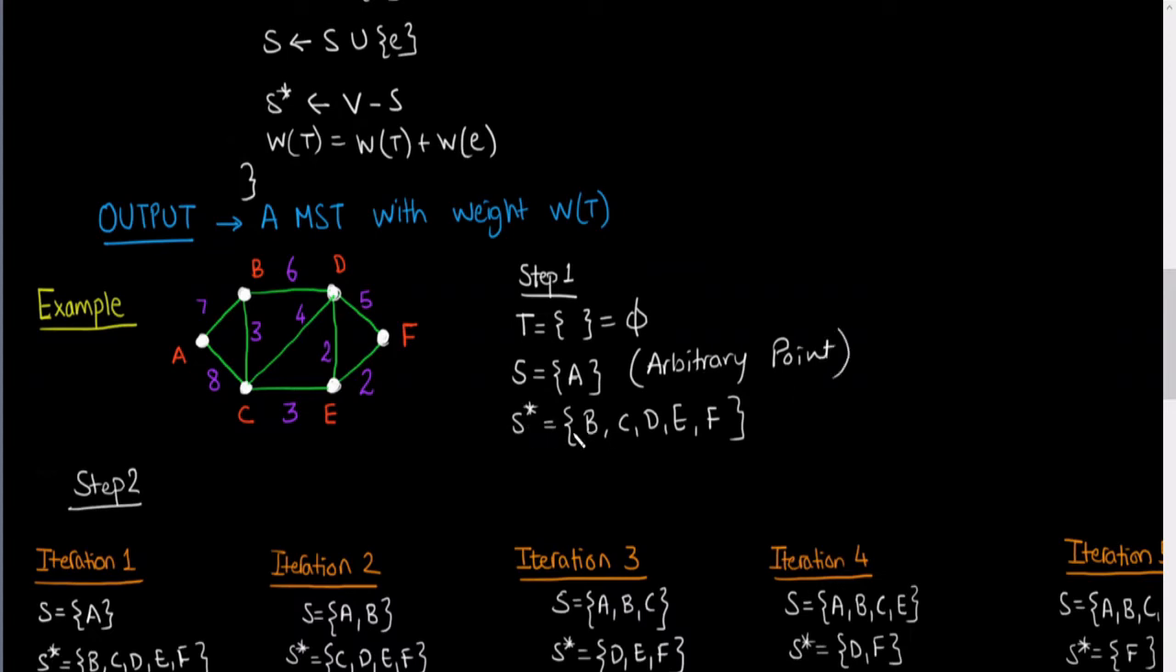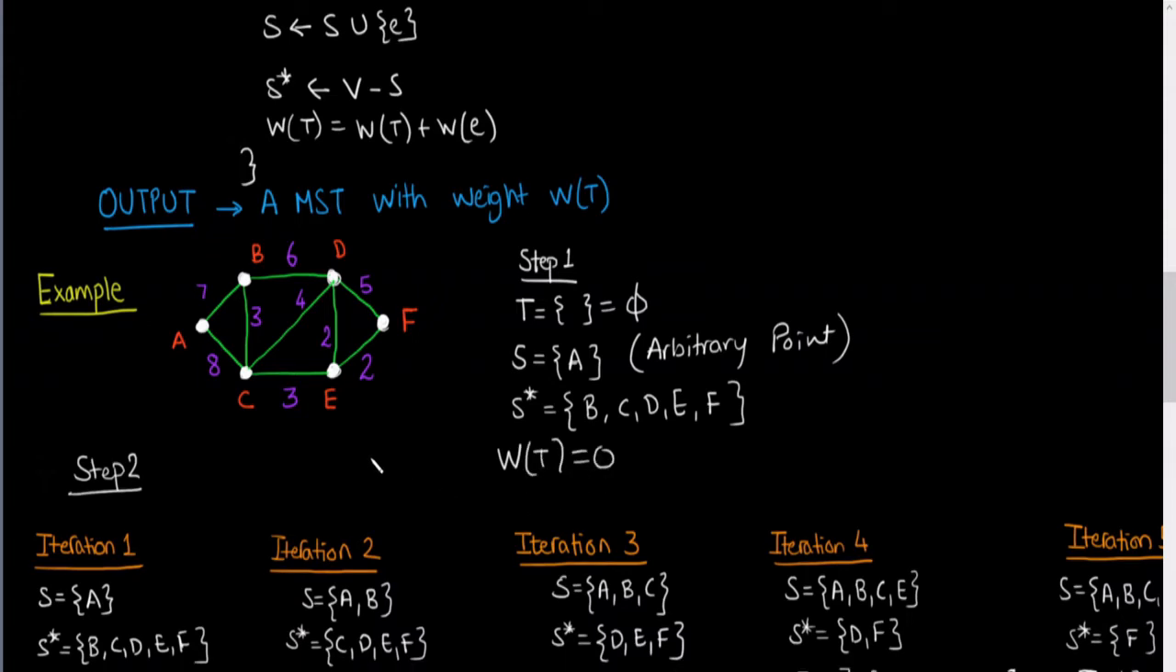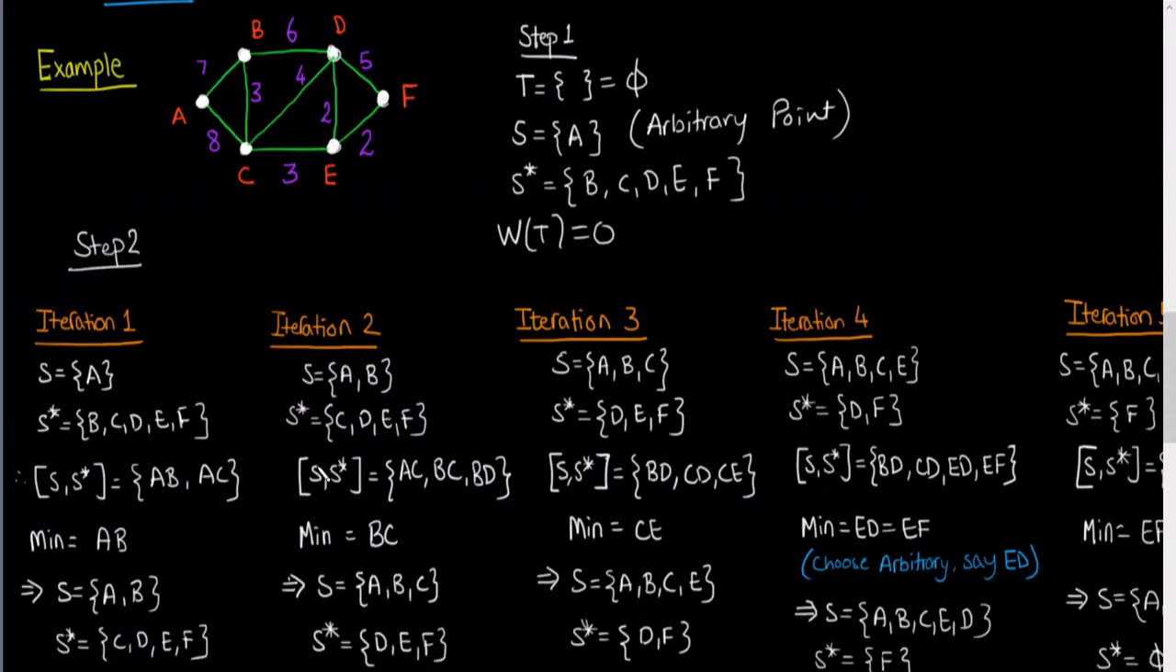And so my S star would be my vertices, that is A, B, C, D, E, F minus my set, point A. So I'm left with B, C, D, E, F. Okay, and as always, weight of T is initialized to 0. Okay, so now I'll be going with my step 2, and I'll be explaining each iteration step by step.